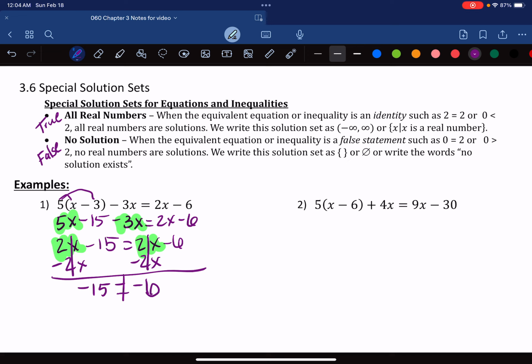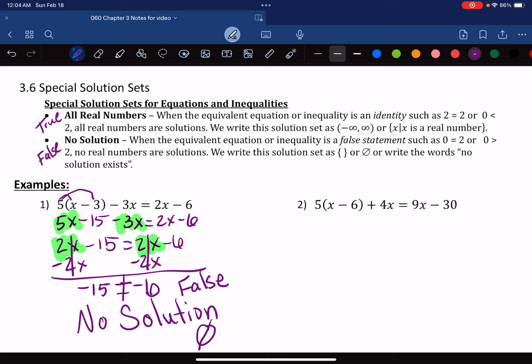This is a false statement. Negative 15 does not equal 6. And this tells us that our equation has no solution. I'm not going to be able to put any number in for x and get a true statement. So this is no solution. And you can also use the empty set with the circle and a line through it to represent no solution.